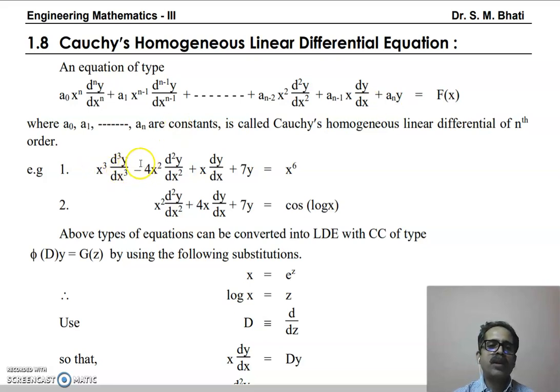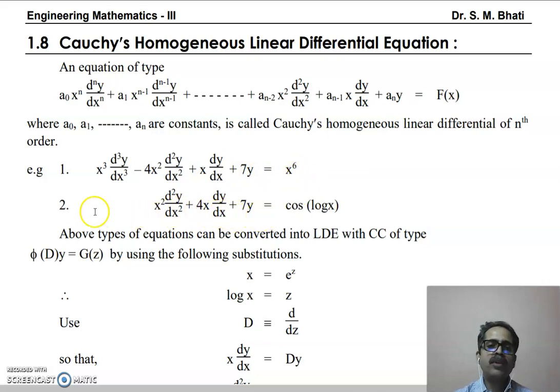Look at this example. This is a third order derivative of y with respect to x. Its coefficient contains x cube. This is the second order derivative, its coefficient contains x square. This is the first order derivative, its coefficient contains x. This is the zero order derivative of y, no x. The right hand side is only a function of x.